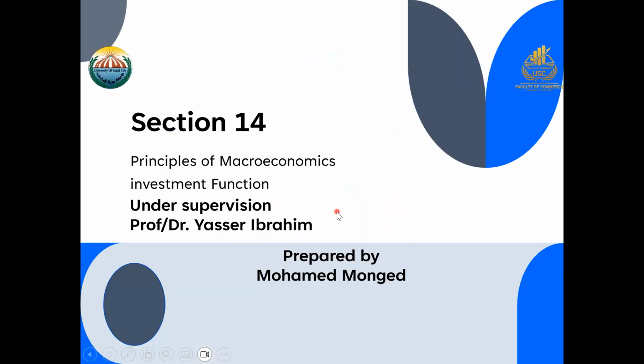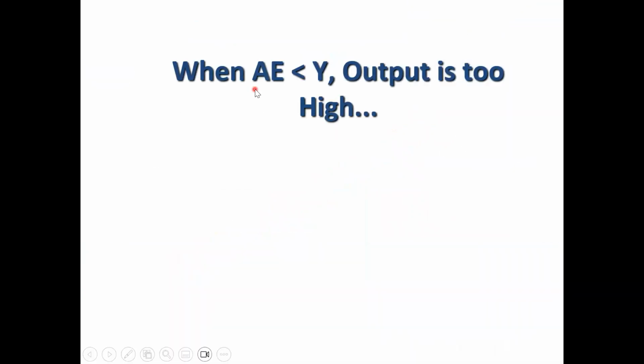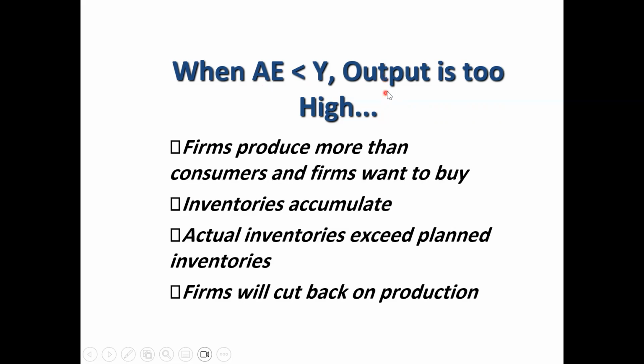When we have Y larger than aggregate expenditure, here output is too high. This means that firms will produce more than consumers and firms want to buy. So the total production is larger than the total sales, which means that we have accumulation of inventories, which means that actual inventories exceed the planned inventories. So firms will cut back on production.